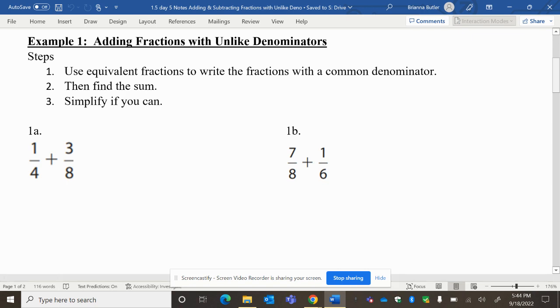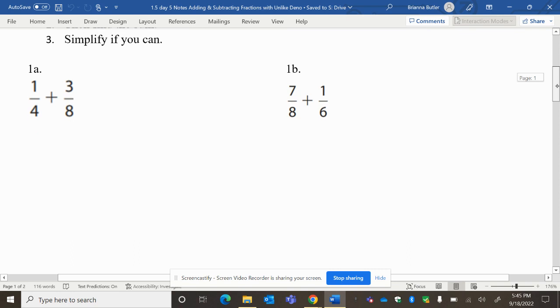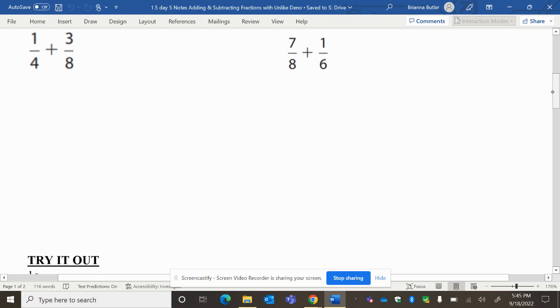Here, for example 1, you see the steps. So first, we're going to use equivalent fractions to write fractions with a common denominator. Then we're going to find the sum, and then we're going to simplify if we can. So with all of these, you're going to want to simplify, even if it's not in the directions. You're going to want to simplify as much as possible.